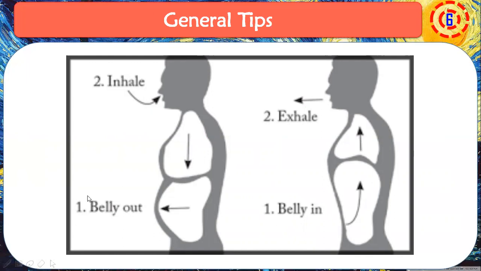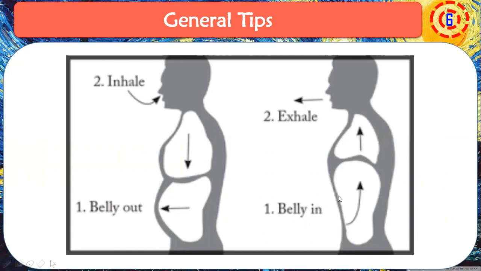Whereas during expiration, the thoracic cavity decreases in size. Along with that, air goes out and the diaphragm relaxes to its normal position. Thereby, the pressure on the abdomen is relieved. So the abdomen comes back to its normal position. So the belly goes inwards.